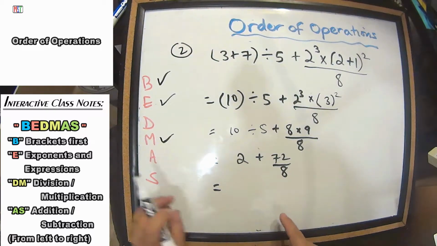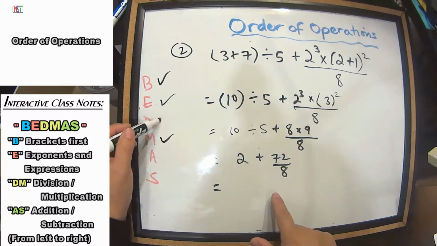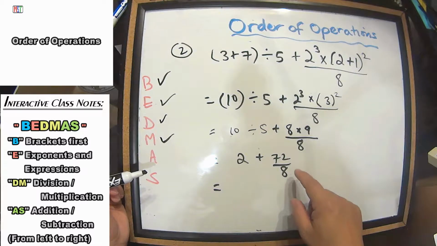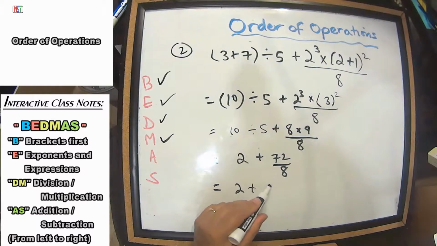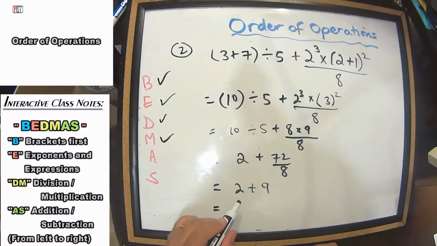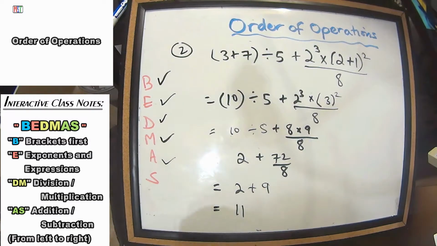Okay, now we have adding. Now still we have this division here. We want to go and do the division first. So 72 divided by 8 is 9. Okay, so 2. Now we have addition. 2 plus 9 is 11. So the answer is 11.